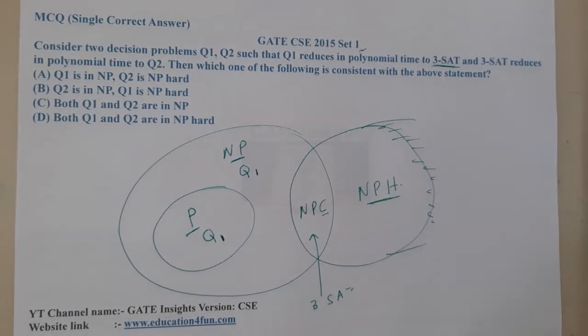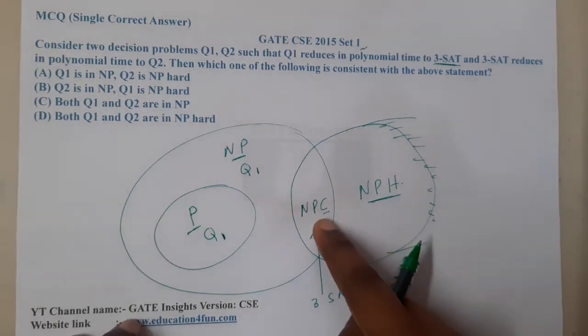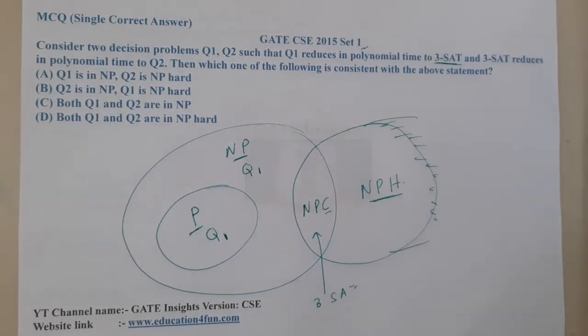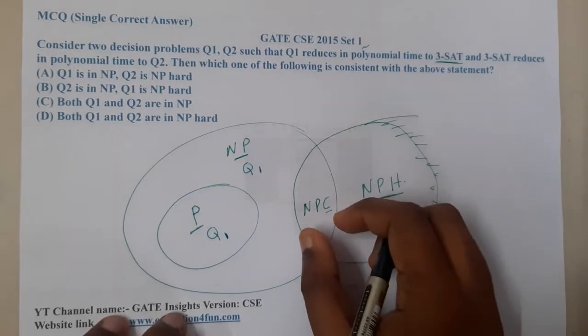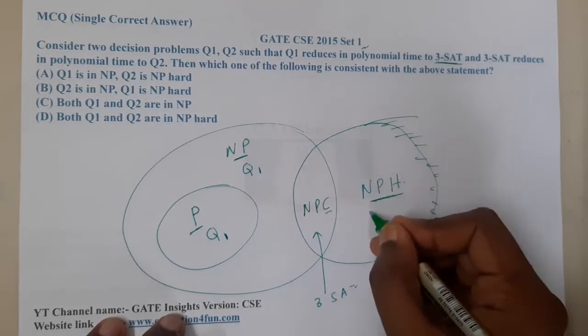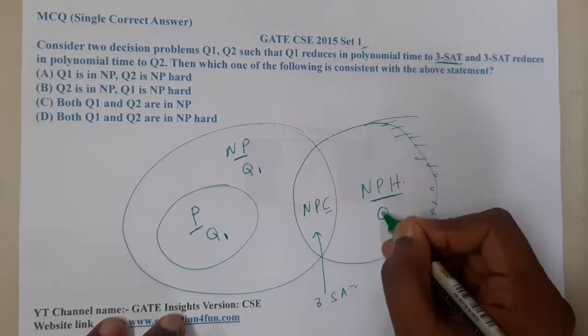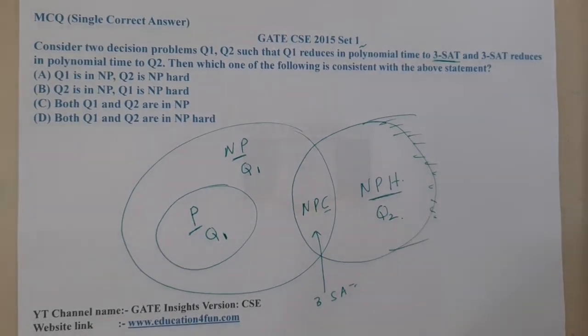When it comes to the second statement, that is Q2, it says the 3-SAT problem is reduced in polynomial time to Q2. It means Q2 is harder than this 3-SAT problem, right? Yes, because it is reduced to. So I think most probably this Q2 belongs to NP-hard, right? Now what they are asking in the question is where these two belong to.